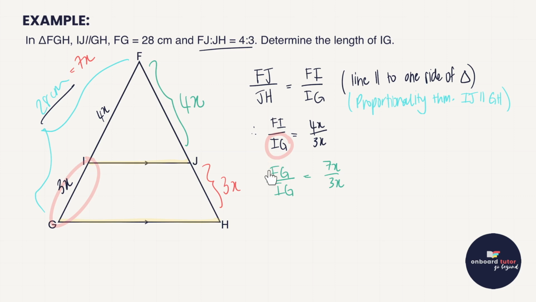Okay, and now I can substitute in my 28 centimeters over there, and then I can solve. So let's do that. 28 over IG is equal to, those x's will essentially cancel. So we could just say 7 over 3. Okay, I like to do a cross multiplying. So this one multiplied by that, and 28 multiplied by 3. So that's going to give me 7 times IG is equal to 28 times 3. So that's 84. And then eventually IG is equal to 84 divided by 7 gives me 12.